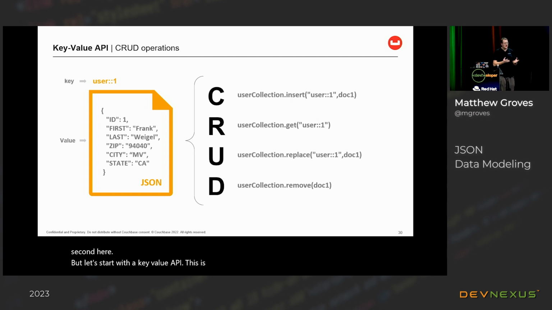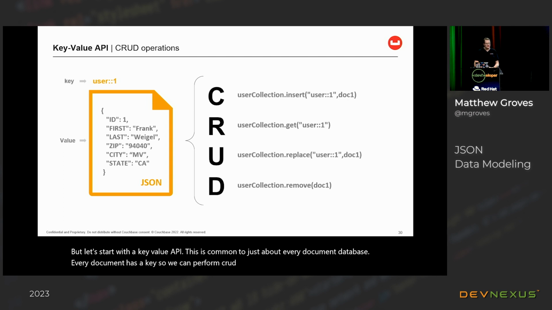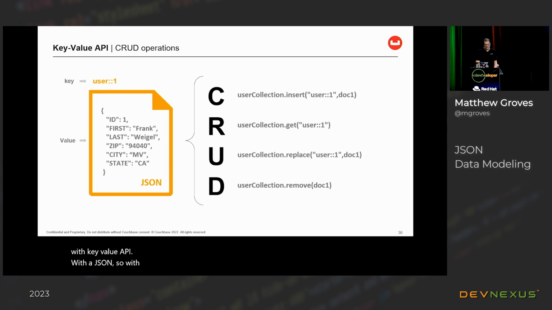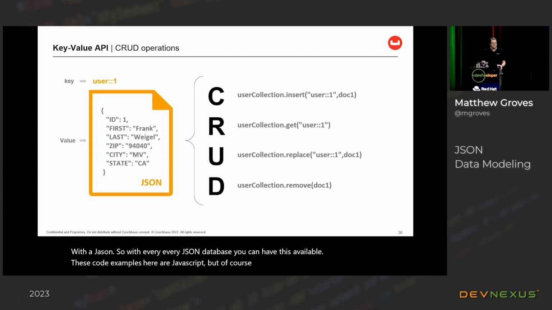This is common to just about every document database. Every document has a key, so we can perform CRUD operations against our document data with the key value API. Every JSON database is going to have this available. These code examples here are JavaScript, but of course there are SDKs for all kinds of languages, Java, of course, .NET, Ruby, PHP, Go, etc. But the difference here is that this is an API in my coding language of choice. I'm not writing a SQL query to access data, but I do have to have the key to look up that data.